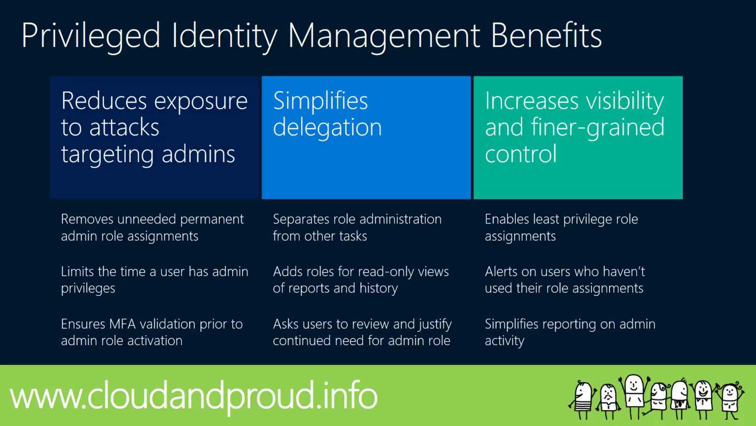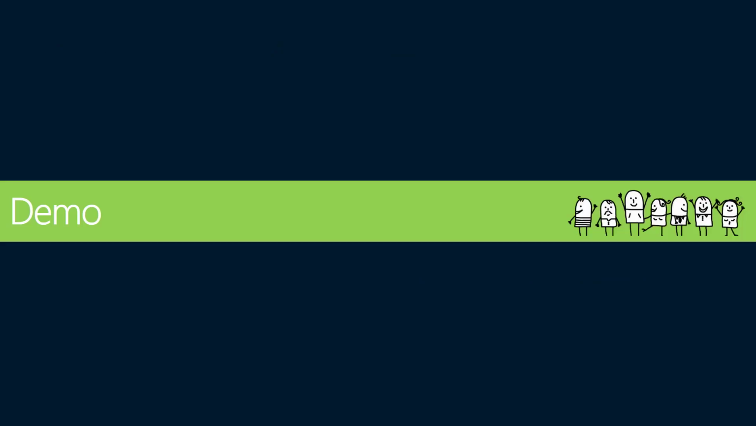Now, this brings a number of obvious benefits. Firstly, it reduces exposure to attacks that are targeted towards administrative accounts by removing unneeded privileged identities, as well as limiting the time that a user token has administrative rights and enforcing multi-factor authentication. On top of this, it simplifies delegation by separating role administration from other tasks and adding roles for read-only views. What's more, it audits privileged use and asks users to review and justify their elevated roles. Finally, privileged identity management increases visibility and fine-grained control by enabling least privileged role assignments and simplifying reporting on administrative activities. So let's take a quick look at this in practice.